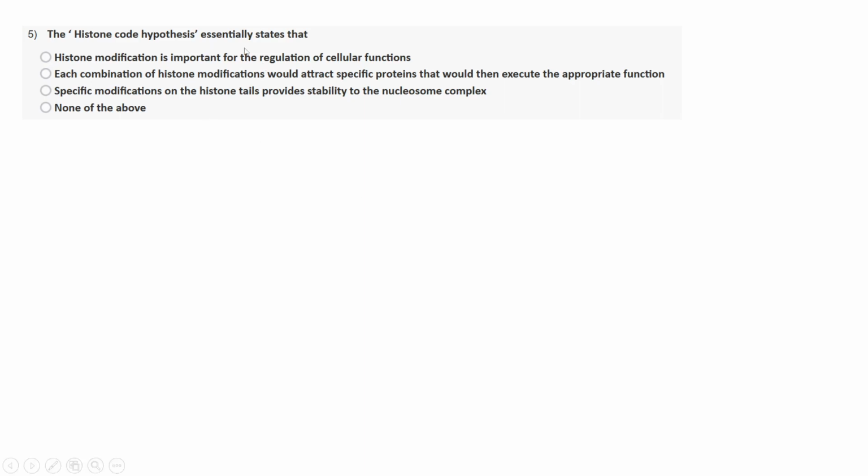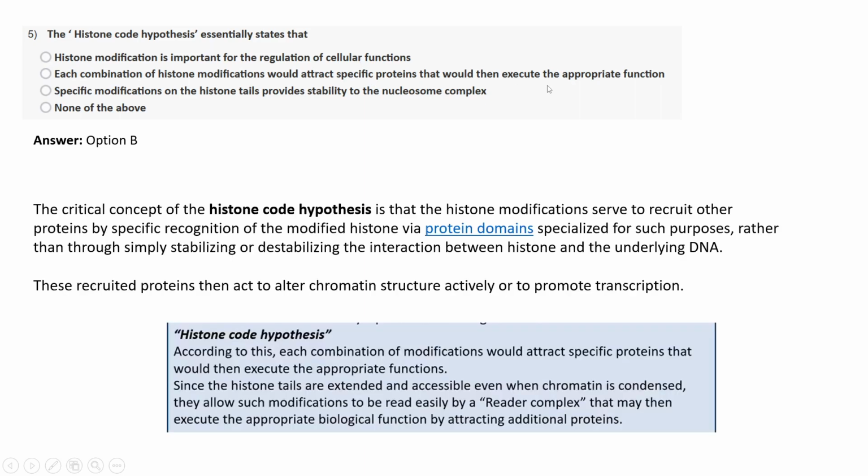The fifth question: the histone code hypothesis essentially states that histone modification is important for the regulation of cellular function. Each combination of histone modifications will attract specific proteins that will then exhibit the appropriate function. So option B is correct over here, as we discussed: a specific modification on the histone tail will allow that protein to bind, and then further processes will occur, regarding transcription and so on.